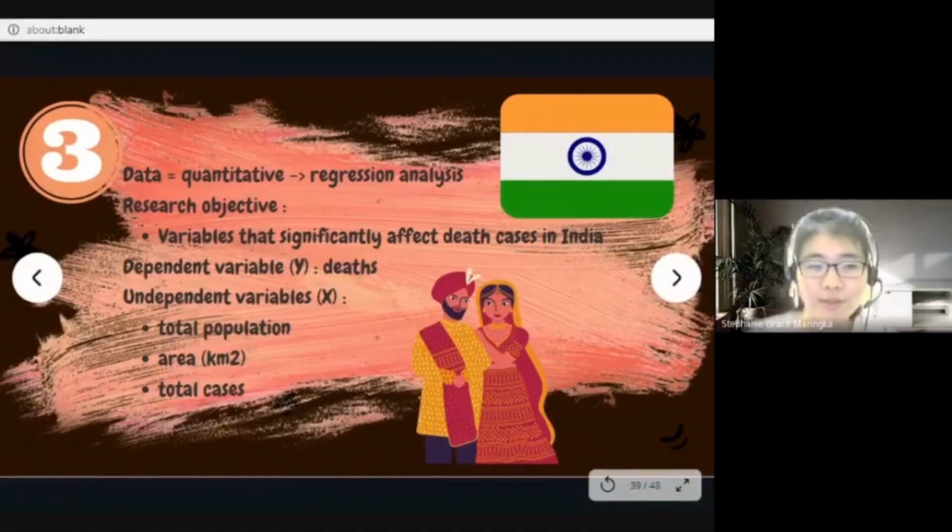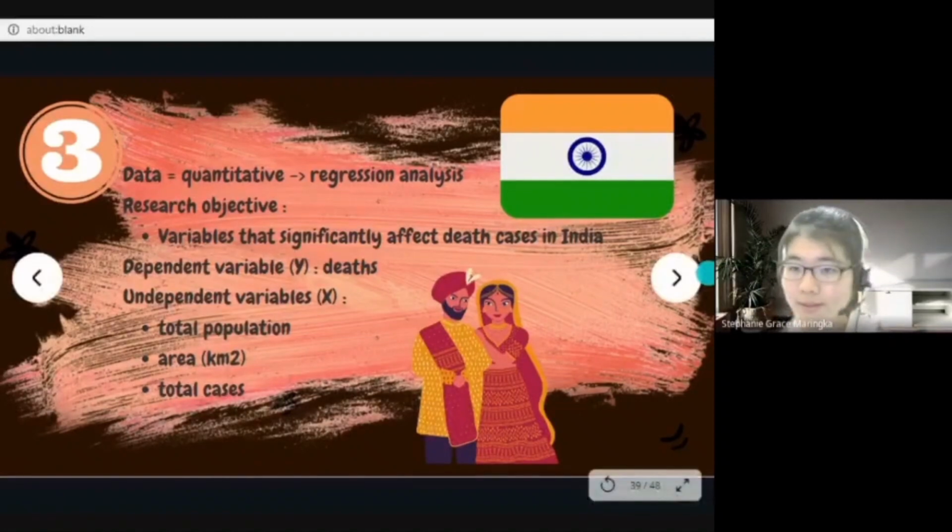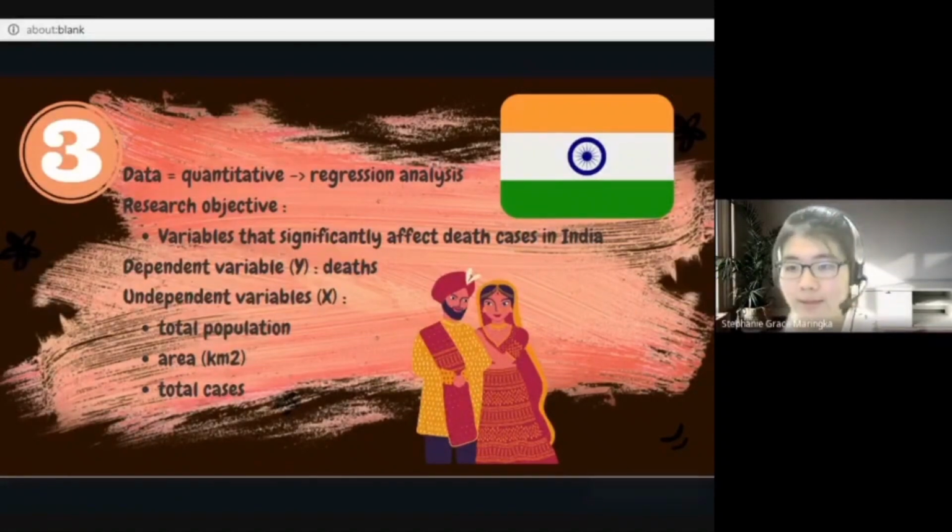My name is Stephanie Pierce, and now I'll explain number 3. In question 3, the research objective is to find variables that significantly affect death cases in India. The dependent variable is deaths, and the independent variables are total population, area, and total cases. The dataset is already attached in the same Google Drive folder.